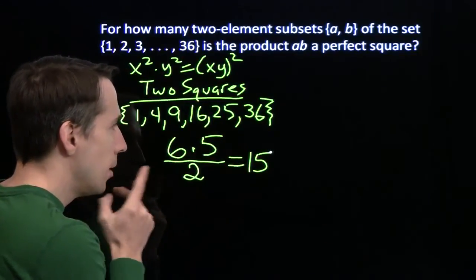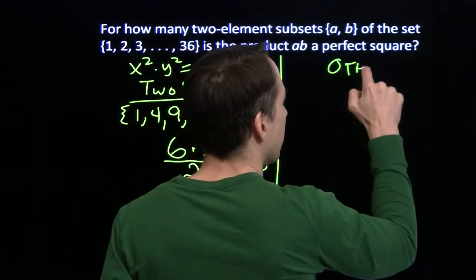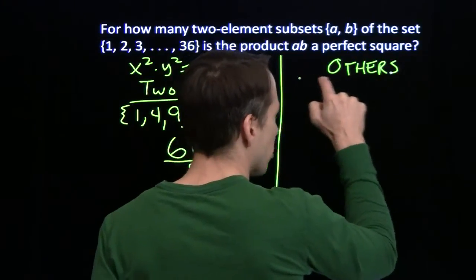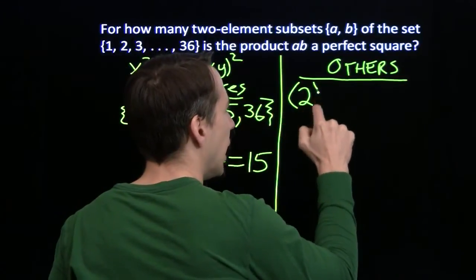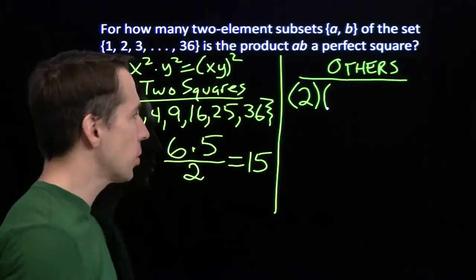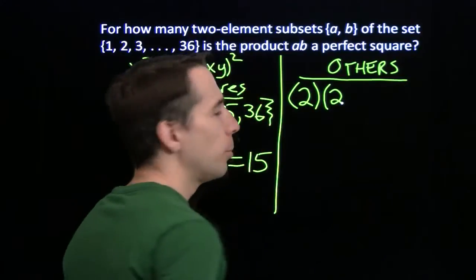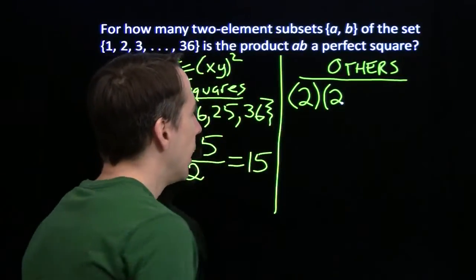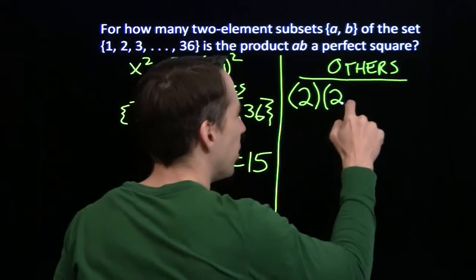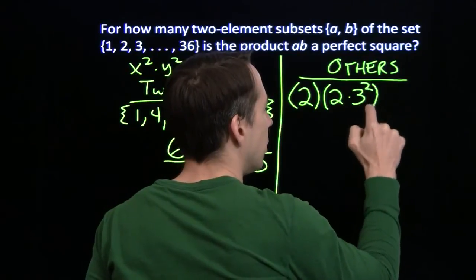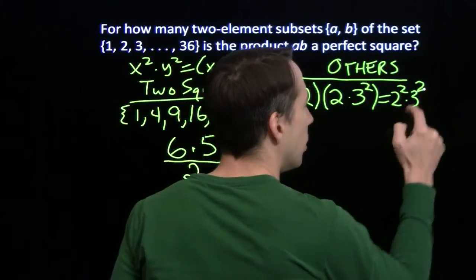But maybe there are more pairs. We have to look for some others. Are there others? Thinking about constructing others, let's try to make just one. Imagine we choose 2 first, and I want to multiply 2 times something and get a perfect square. Well, now I'm going to need a factor of 2 to go with that first 2 in order to get a perfect square. 2 times 2 gives me 2 squared. And I need this number to be different from that number, so I can't just stop at the 2. But if I throw in a square here, when I multiply these two, I'm going to get 2 squared times 3 squared, and that's a perfect square.